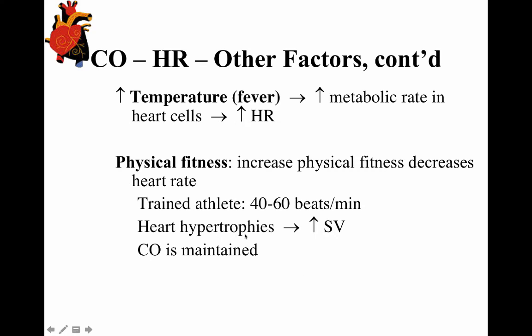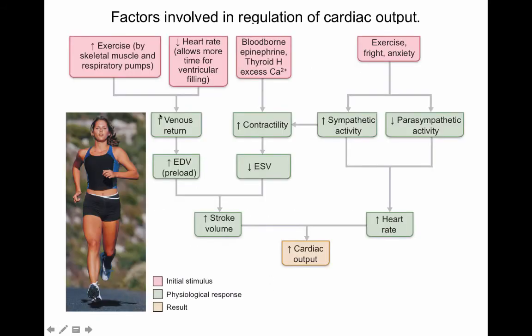Heart hypertrophies increase our stroke volume, hypertrophy being increase in heart mass, and then our cardiac output is maintained even though we're doing fewer beats per minute. So here, if we take a look at an increase in exercise by skeletal muscle and respiratory pumps increasing, exercise will lower heart rate, allowing more time for ventricular filling, which will increase venous return and increase the end diastolic volume, the preload, which will then increase stroke volume and increase cardiac output.